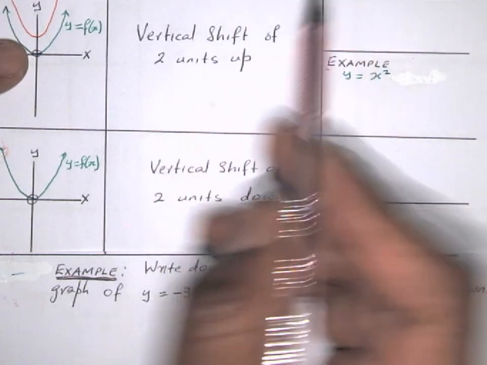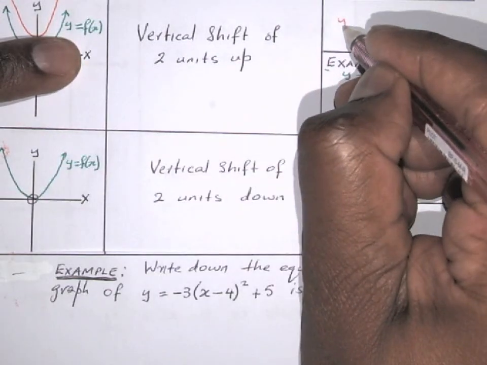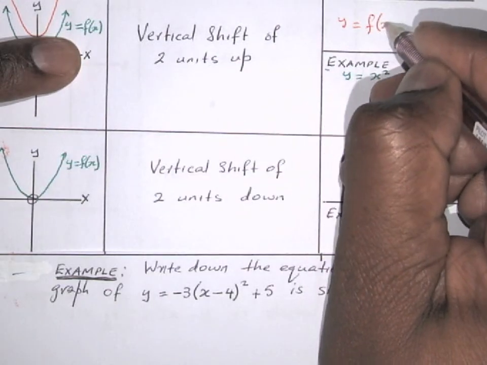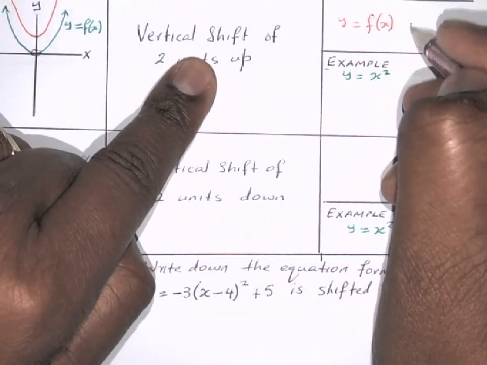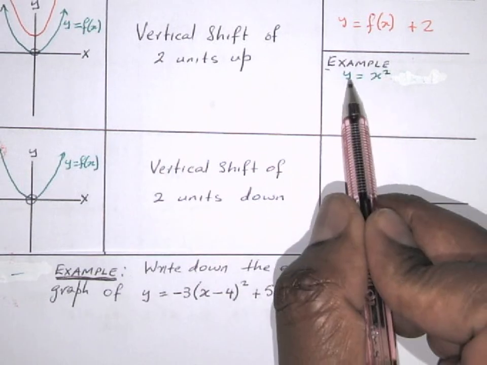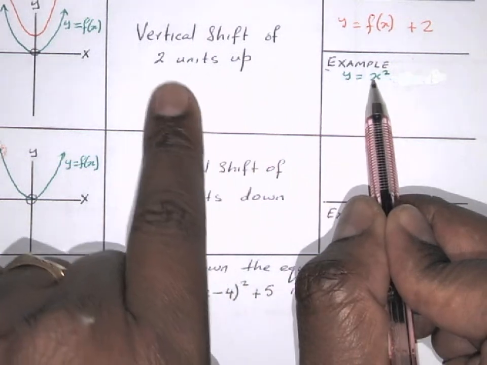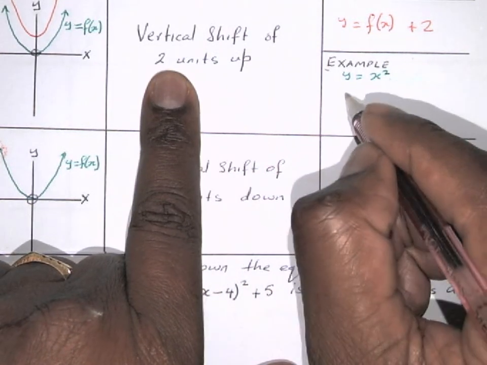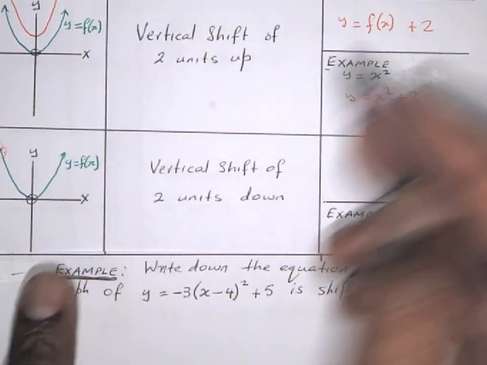So if this was y is equal to f of x, the new equation now will be y is equal to f of x, the same graph, but I've moved it 2 units up, so I say plus 2. Let's say, for instance, the graph was given as the equation y is equal to x squared. If I move it 2 units up, it becomes y is equal to x squared plus 2.